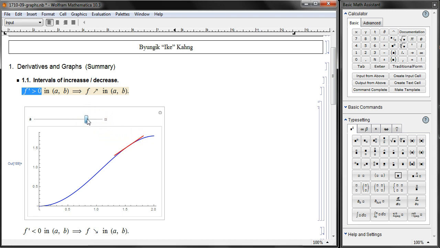The only exception, at the end point, you may have something different, but then again, we are talking about the open interval anyway, so we are not going to consider the end point at all. Anything in between, we have to have positive slope. In this case, the graph is increasing, as you can see.